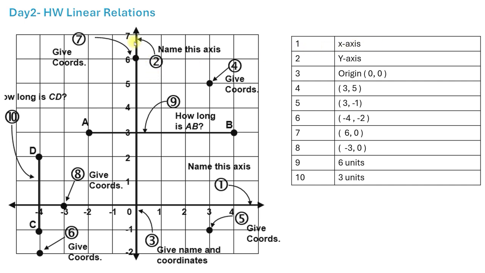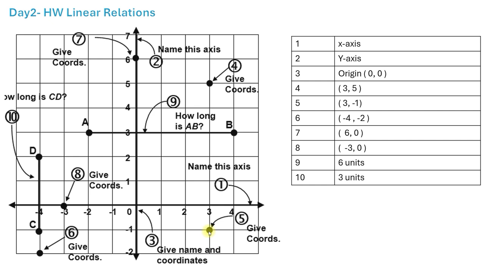Number 2 refers to the y-axis, the horizontal line on the Cartesian plane. 3 is the origin, the point at which the x-axis and the y-axis intersect, and this is point 0, 0. Number 4 up here, we want the coordinates for this. And the coordinates are 3, 5.